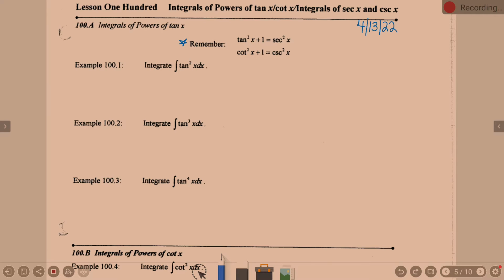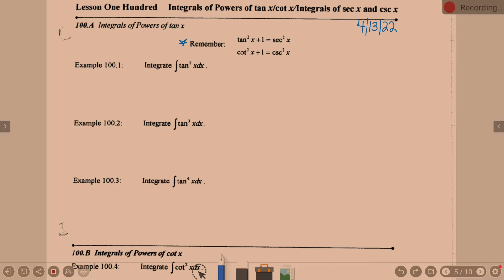So, example 1 asks us to integrate tangent squared x dx. Well, I can tell you the derivative of tangent. I can't tell you the integral of tangent off the top of my head. Okay? So tangent squared x then, a little bit different. What do you guess we're going to do based on the remember comment up there?